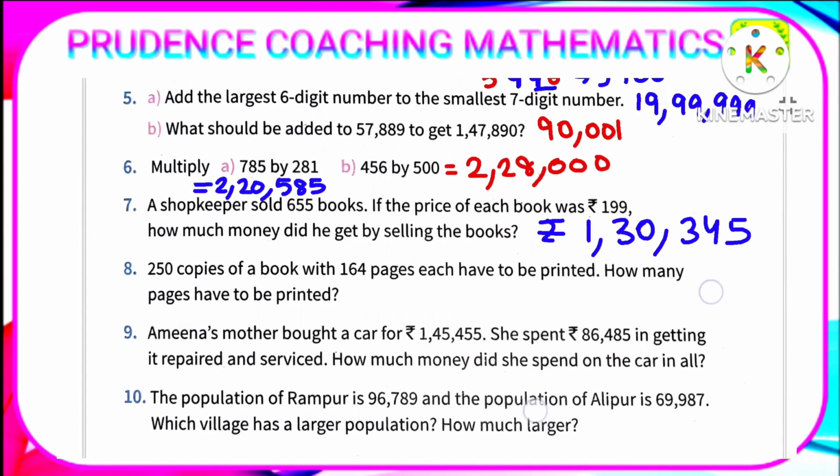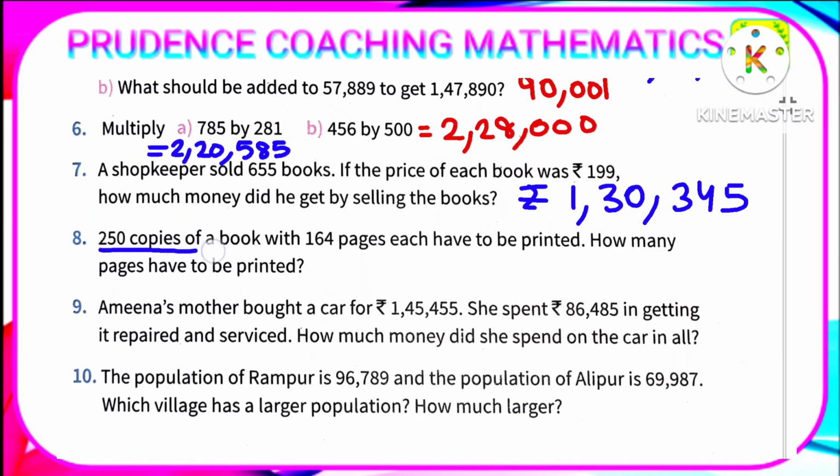So here our final answer is 1,30,345. Next question. 250 copies of a book with 164 pages each have to be printed. How many pages have to be printed? So in one book you have 164 pages. So in 250 books, how many pages will you have? 164 into 250, because one book equals 164 pages, and you need to find out 250 books, so you need to multiply 164 by 250. So let us multiply.